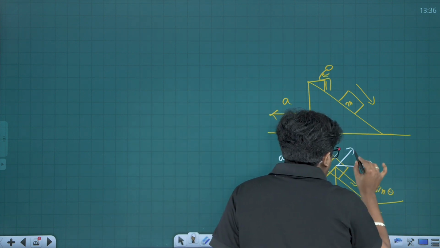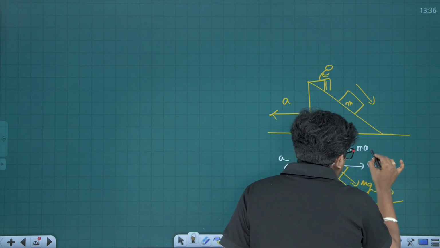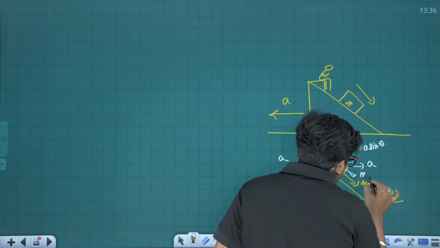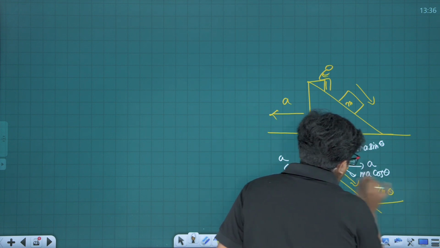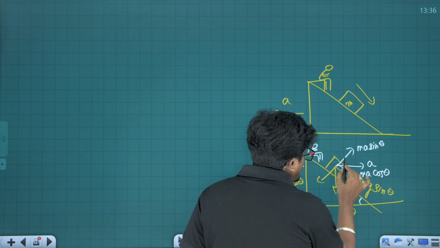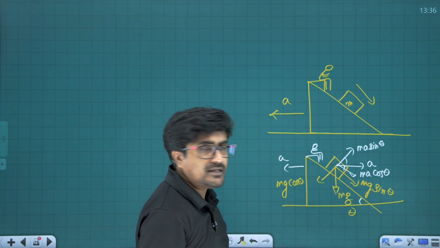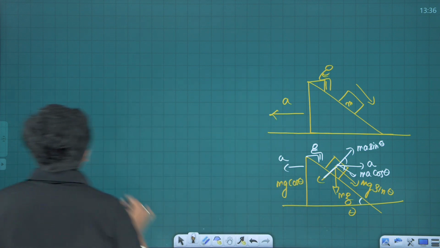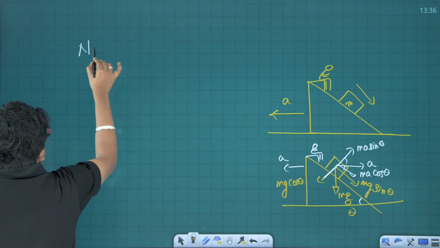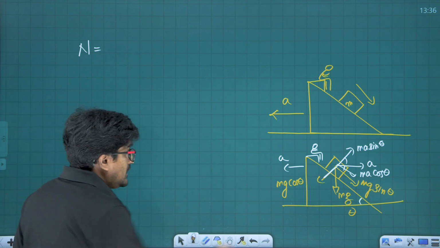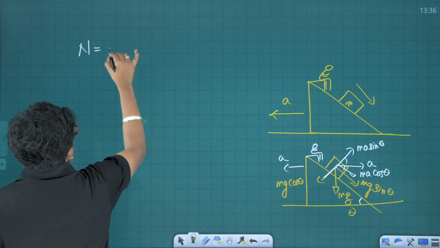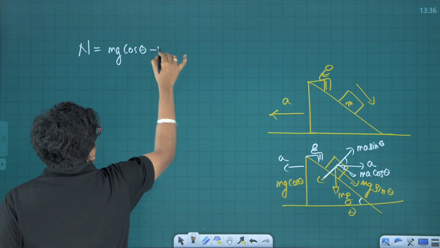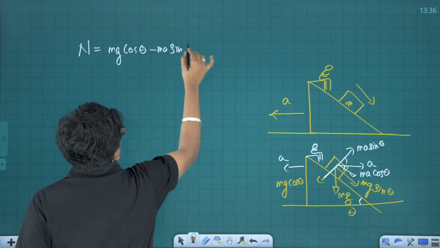So here this is supposed to be what? ma sine theta, and in this direction it's going to be ma cos of theta. I just resolved that. This angle is theta, this one is going to be theta, this is 90 minus theta, that is why it is ma sin theta. Now across this line, what is going to be the normal reaction? Normal reaction capital N, that should be mg cos theta minus ma sin theta.